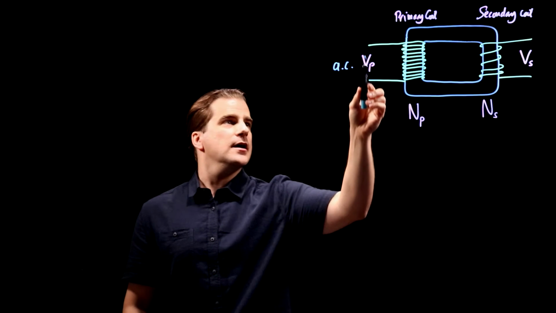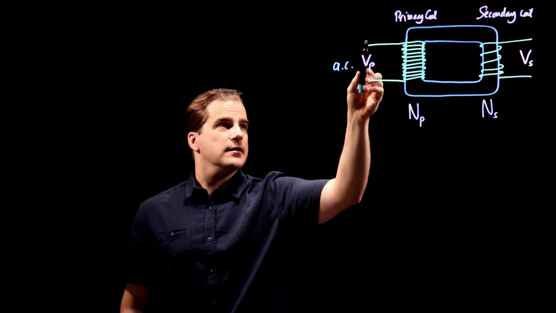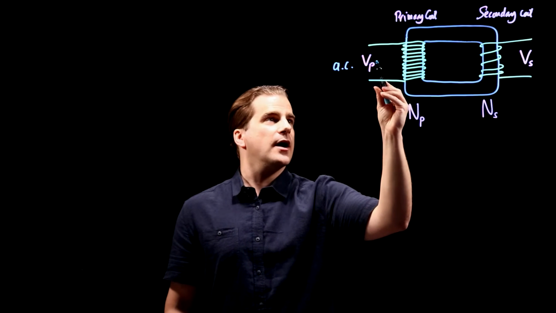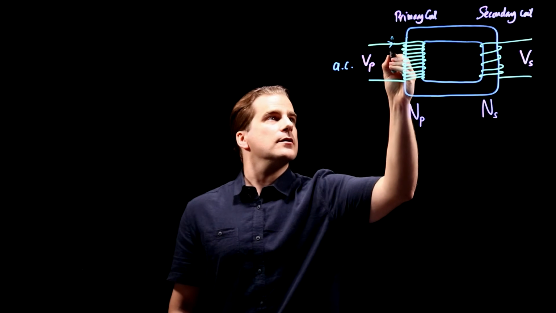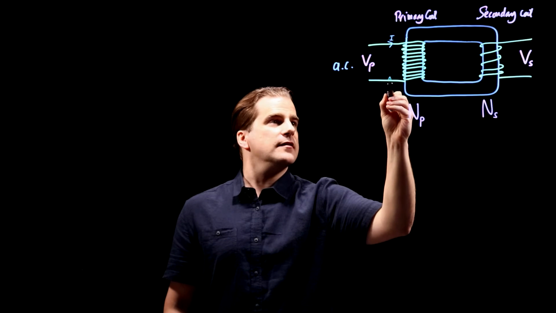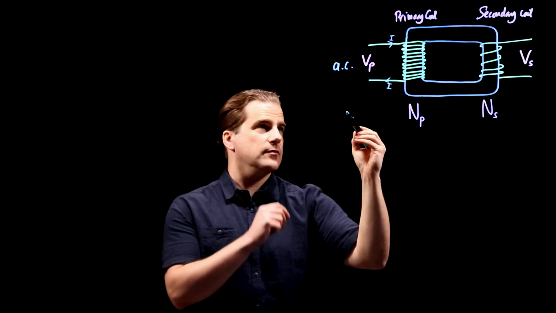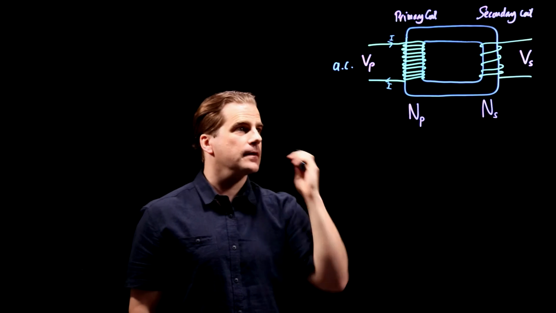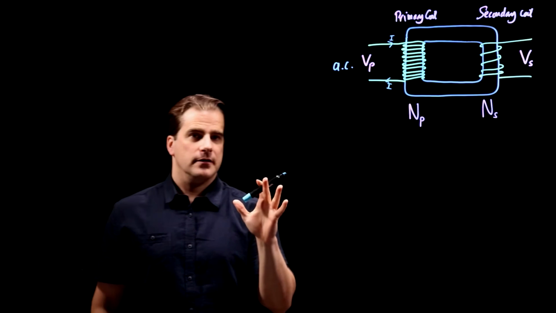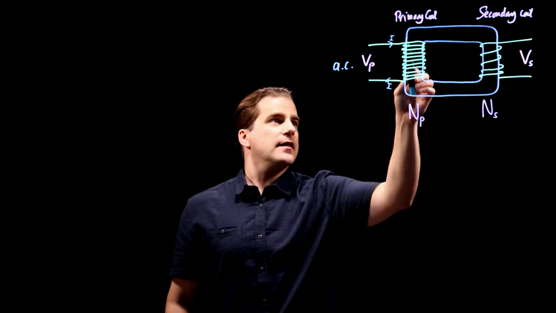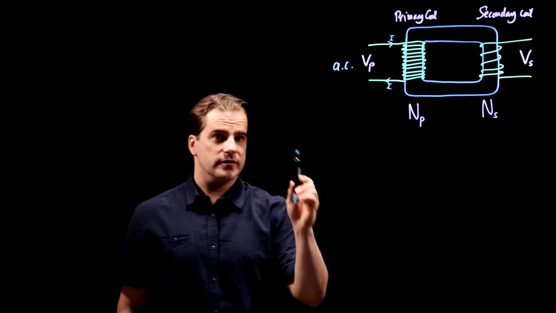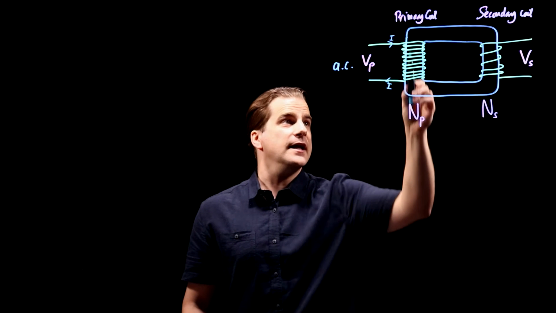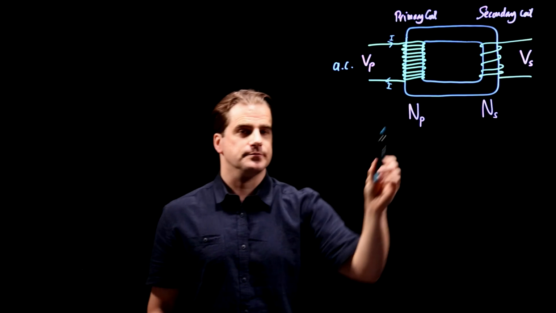Anyway, okay, this is the order of events. We put in an alternating current into the primary coil. Okay, so you have an alternating current in the primary coil. So one moment it's going one way, the other moment it's going the other. Okay? Next, that creates an alternating or changing magnetic field inside the primary coil.